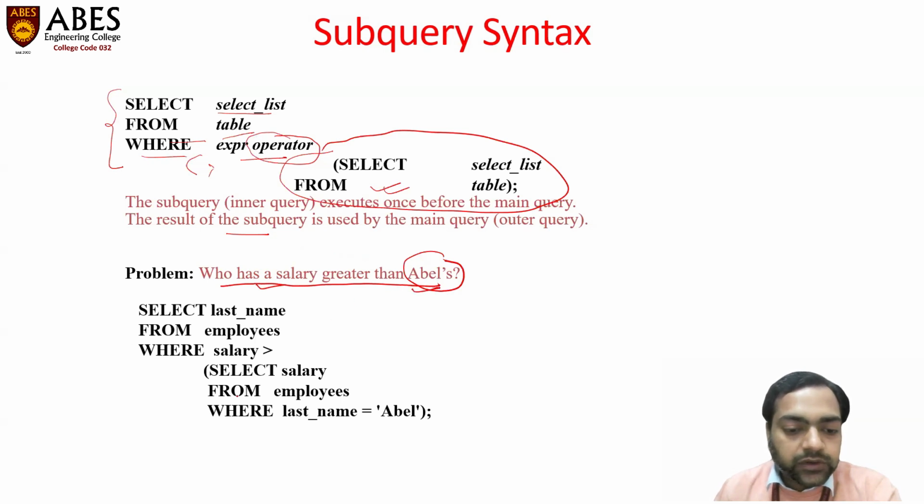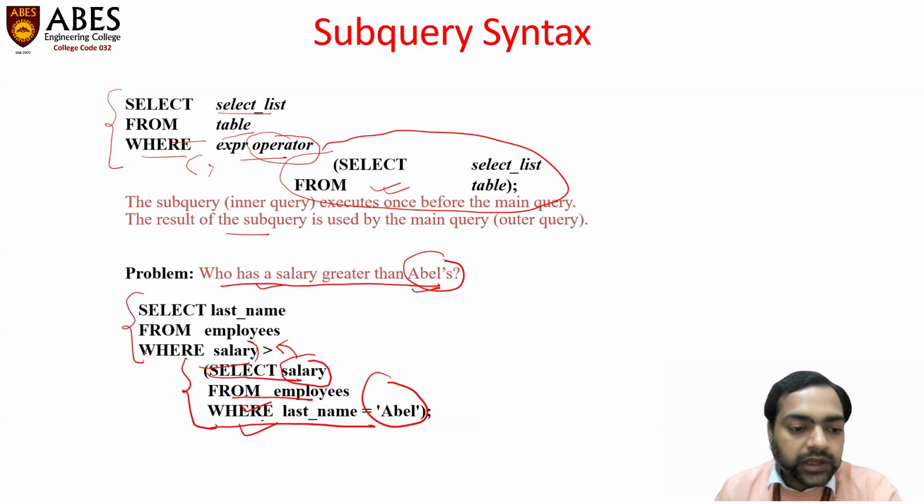So in this case, while we execute this query, first of all, we will execute the inner query, and in this inner query we will find the salary of ABEL, the employee whose last name is ABEL. So here we have provided select salary from employee, which is the table name, where last name equals ABEL, and in this case we will get some salary here, right? And after that, this will be given to the outer query as an input.